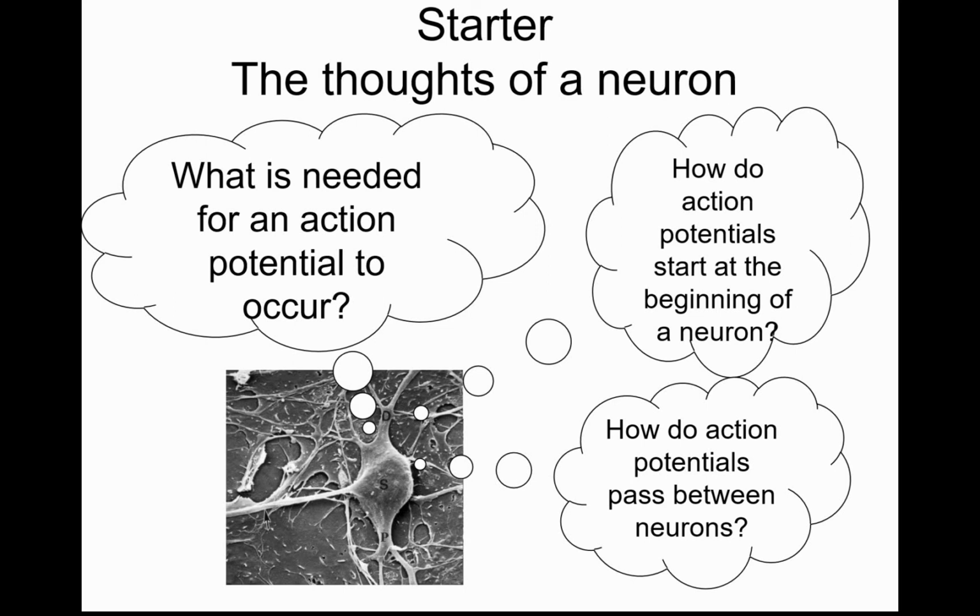Okay, so hopefully when you're thinking about how an action potential occurs, you've got the idea that you need to get depolarization to reach threshold potential, and then hopefully you remembered the ideas about the opening of sodium channels, voltage gated channels, so we get depolarization to action potential and then repolarization, and you thought about that. How do action potentials start at the beginning of a neuron?